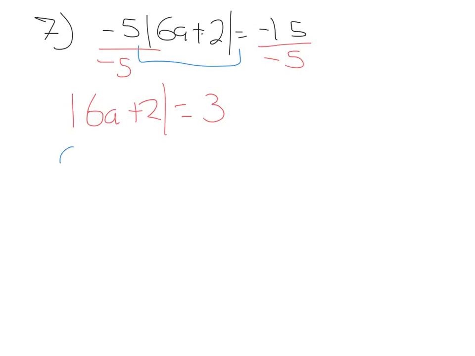So the first one is 6a plus 2 is equal to negative 3. And the other one is 6a plus 2 is equal to 3.